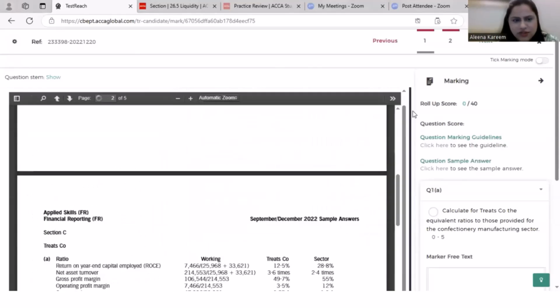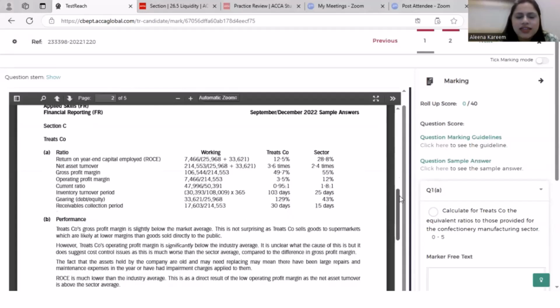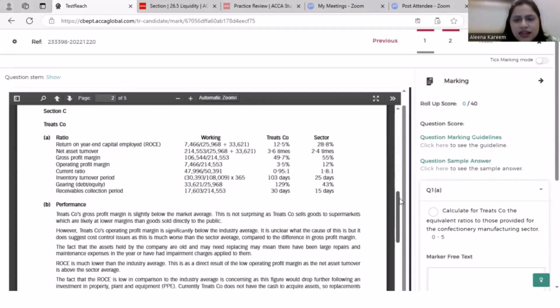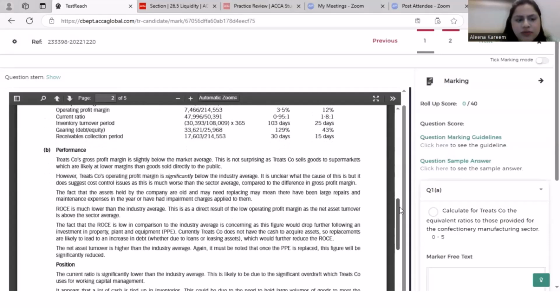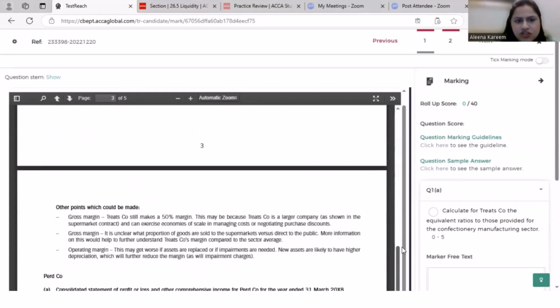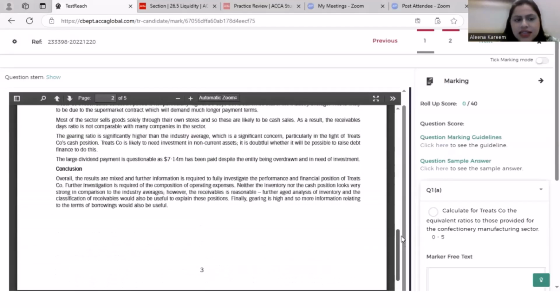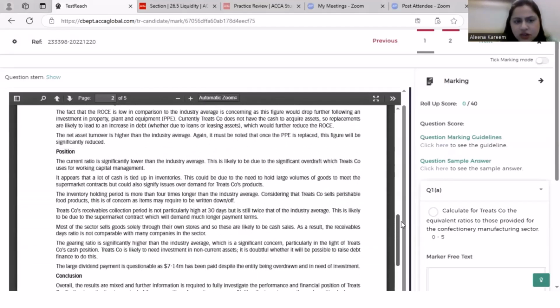Let me just increase the size so that you can easily see it. So you see over here that the comparative ratios have been calculated, and then the answer has been divided into performance ratios and the position ratios. And then it is discussing each and every point and providing a conclusion also.